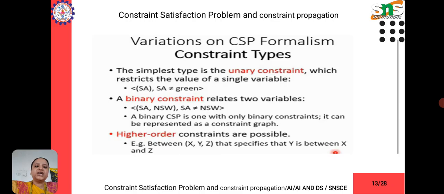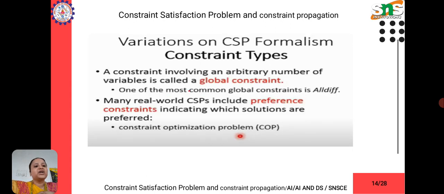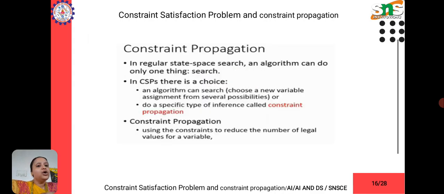Now there are different constraint types, that is unary, binary and higher order. A unary constraint is one that is restricted to a single variable. When you deal with two variables, it is called a binary constraint. When you deal with more than two variables, it is called a higher order constraint. Now a global constraint is something that involves an arbitrary number of variables, that is n number of variables. In constraint propagation, you have an algorithm that can either be done with a searching process or you can do a specific type of inference.